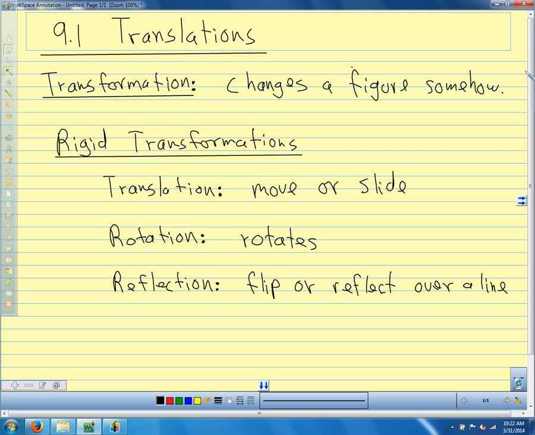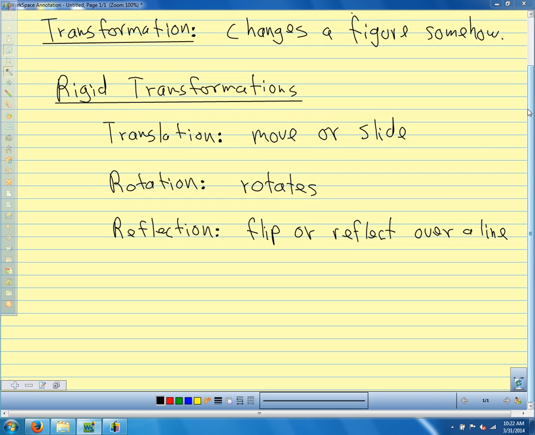These three rigid transformations are important because they don't change the size or the shape of a figure. Moving it around doesn't change the size or the shape. Rotating it doesn't change the size or the shape. And reflecting it doesn't change the size or the shape. And we're talking about a nice, perfect mirror here, not like a funhouse mirror. So a reflection is perfect.